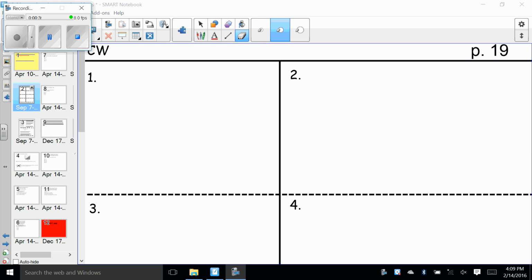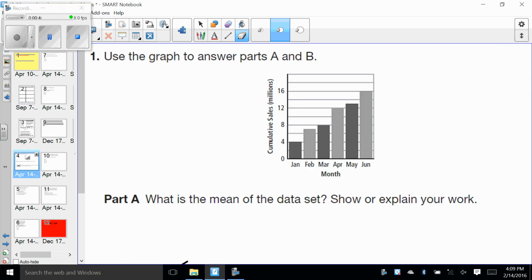Okay, so on page 19, we're going to look at some 8 word problems. So you see these boxes, you're going to be filling in the boxes. So here's our first problem. Number 1, it says, use the graph to answer parts A and B. Although we're not going to answer part B, we're just going to answer part A in this. So we don't have to worry about part B.